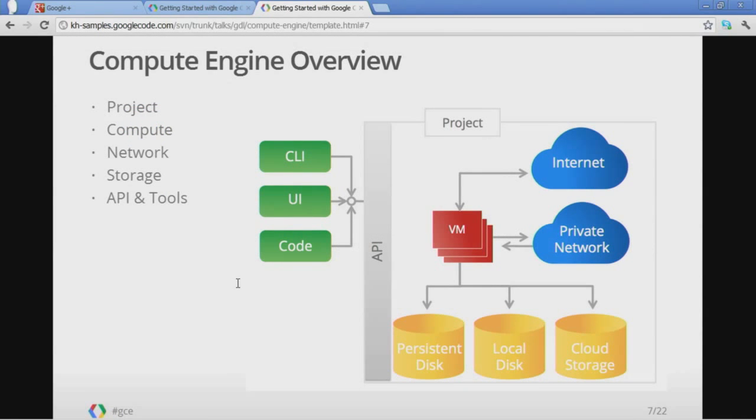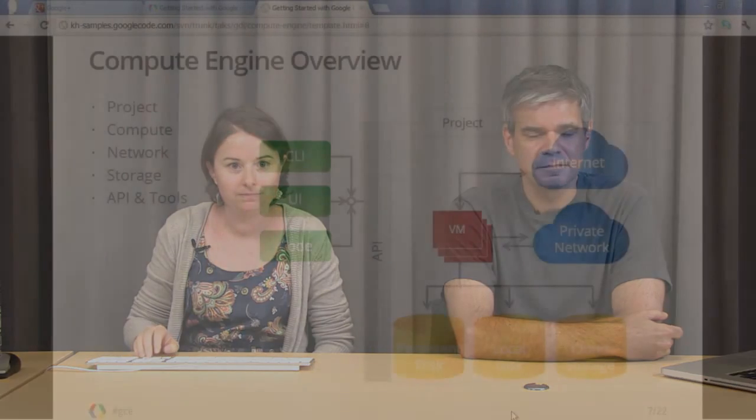So now I just want to talk about the overview of Compute Engine and some various components of Compute Engine. First we have the concept of a project, and I briefly showed you that in the API console. That's an API console project, and the project owns all these resources. Then we have the compute components of Compute Engine, and that's basically your VMs that are doing all the work for you. Next we have the network and storage and API and tools. And I'm going to talk about each of those individually.